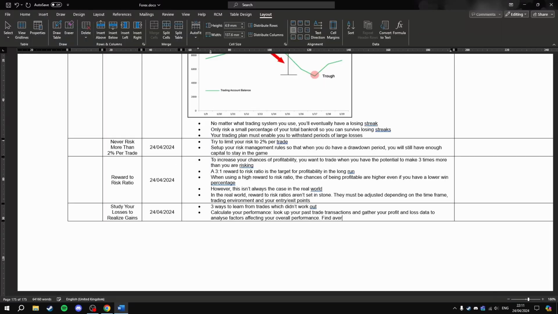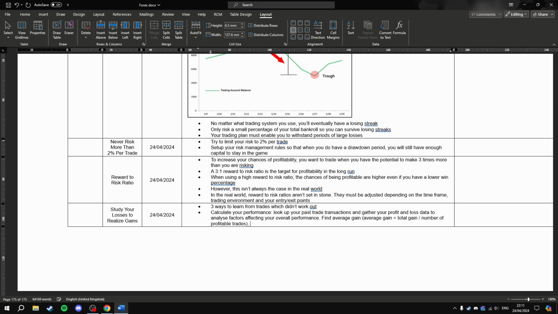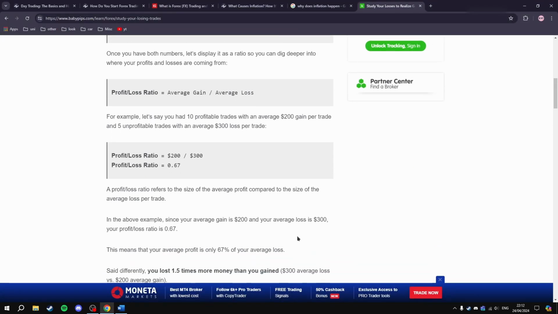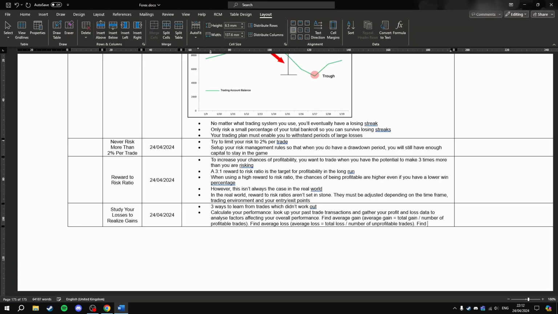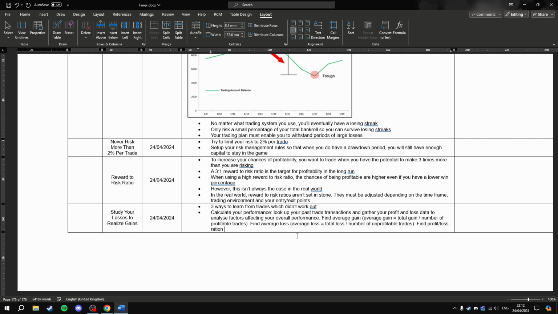Right, okay, so find average gain. Average gain equals total gain divided by number of profitable trades. Find average loss, because average loss equals total loss divided by number of unprofitable trades. Find profit loss ratio, which is: profit loss ratio equals average gain over average loss.